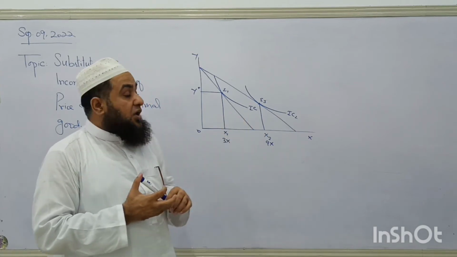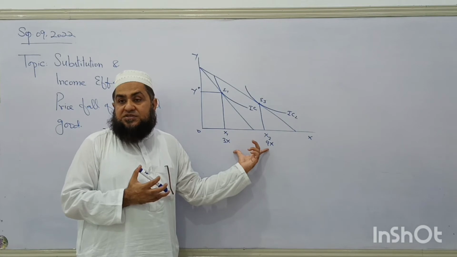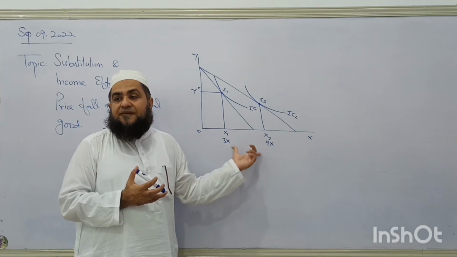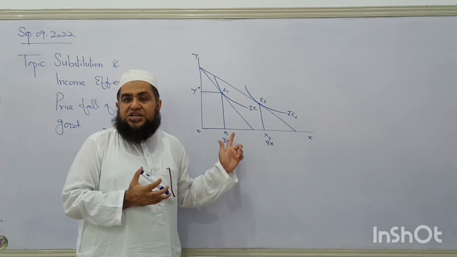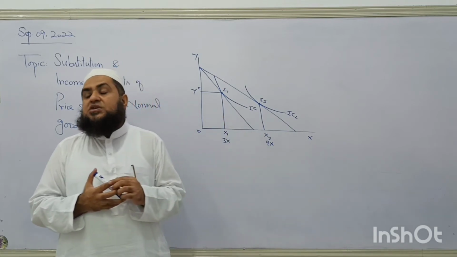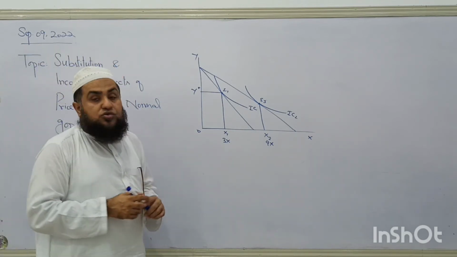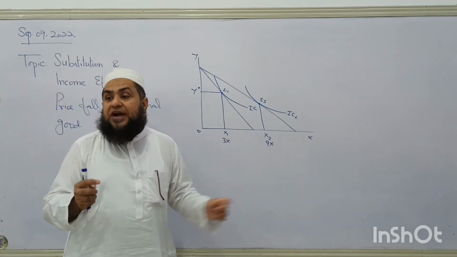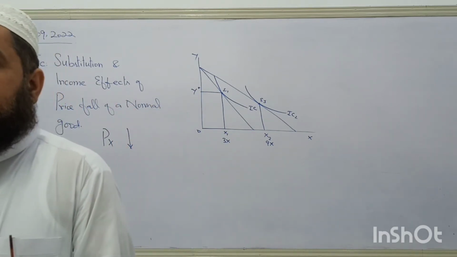Clear? Now this is called the total effect of price change. How many units has he increased? 6 units. The consumption of X has increased by 6 units. So now what happens? We want to divide this total effect into the substitution effect and the income effect.